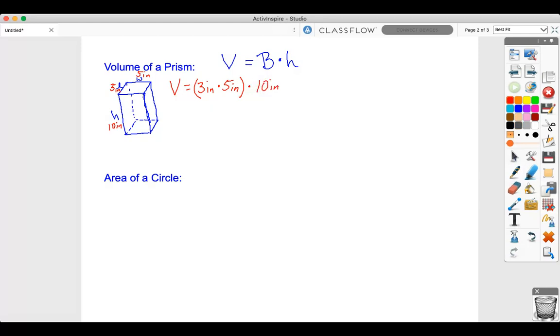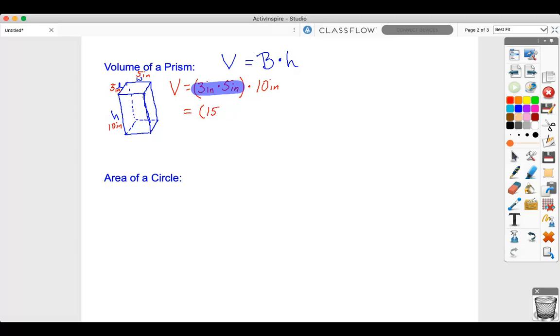Okay, so again, if you recall, this is the area of the base right here. That's the area of the base. And then that's the height. Okay, so 3 times 5, well, 3 times 5 is 15. So the area of the base is 15.